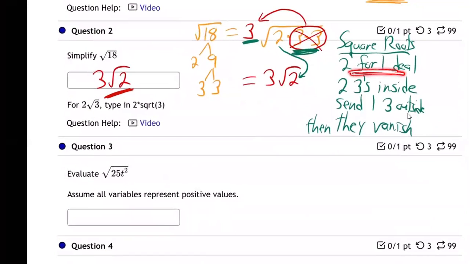2-for-1 deal. Right? If you go to Target and things are on sale 2 for 1, you can buy 2 of them, go out of the store, having paid the price for only 1, but both of them are now removed from the store. So that analogy works. Square roots are a 2-for-1 deal. That's how we always handle square roots.